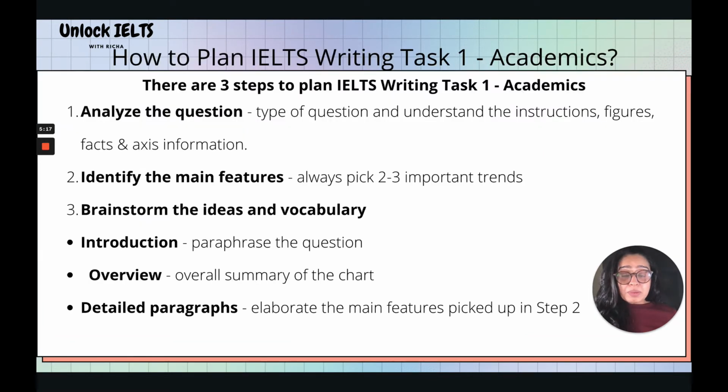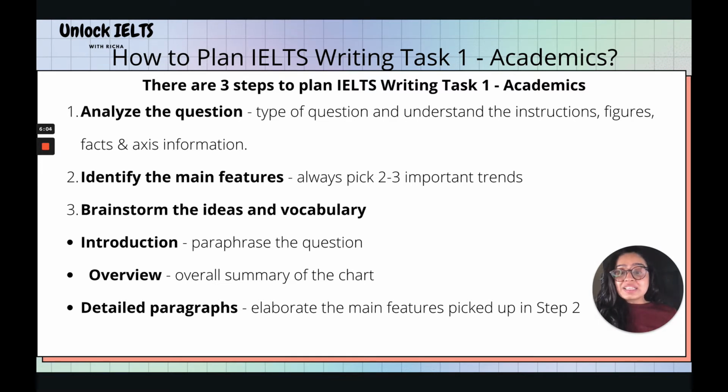Now comes one of the most important aspects of the IELTS Writing Task 1 academic paper, which is the planning of the essay. Irrespective of the type of question in IELTS Writing Task 1, there are always 3 steps in the planning stage. The first step involves analysis of the question. That means you need to identify the type of question and understand the instructions, figure, facts and the excess information in case it's given.